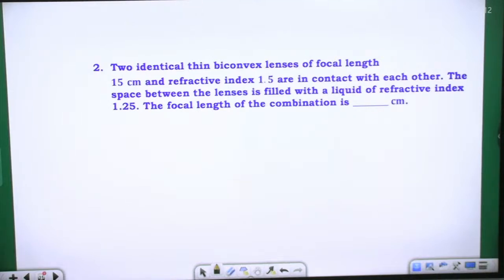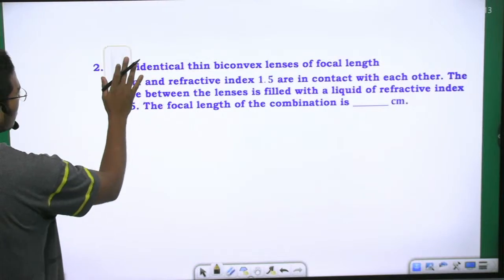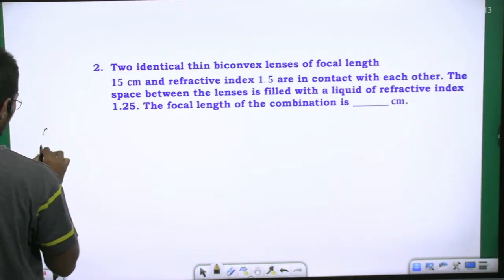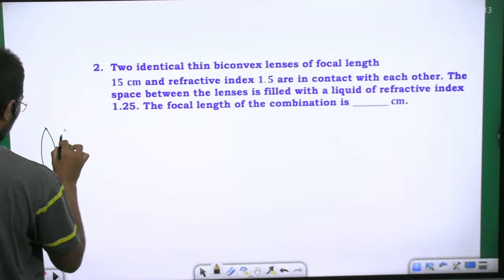two identical thin biconvex lenses of focal length 15 centimeter and refractive index 1.5 are in contact with each other. The space between the lenses is filled with a liquid of refractive index 1.25. The focal length of combination is dash. See, if you try to represent it in the form of diagram.